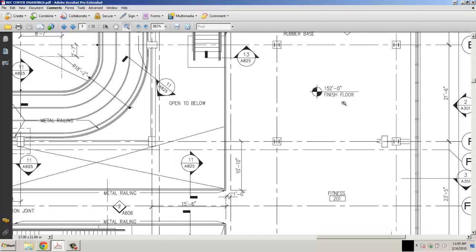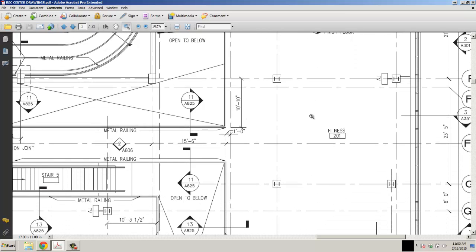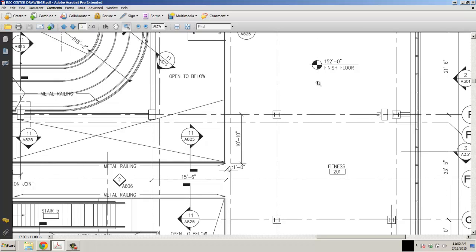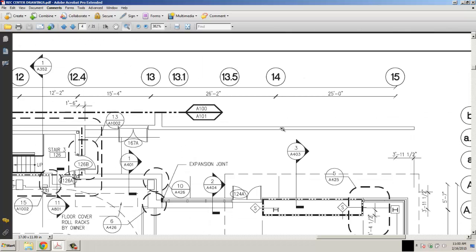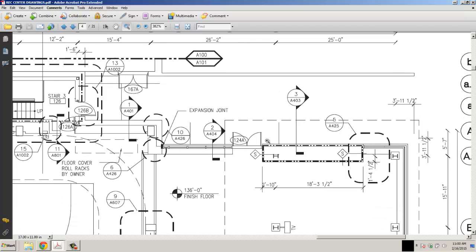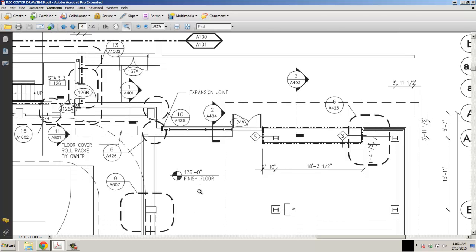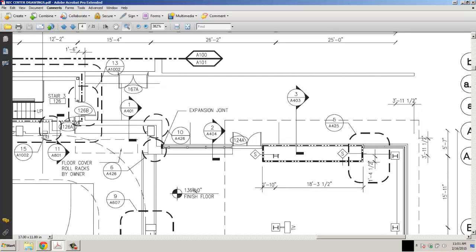Gives us finished floor elevations. This one's at 152 feet. If we want to find out what the difference in height is, just using our plans between 152 and the first floor, down here we can see we have a 136 finished floor, so the difference between 152 and 136 would give us our information on floor elevation differences, so we could determine what our height is, finished floor to finished floor.